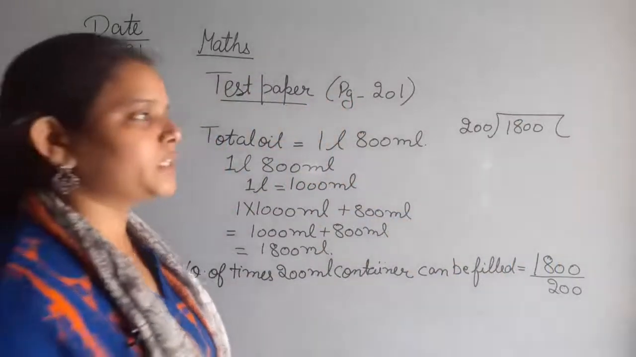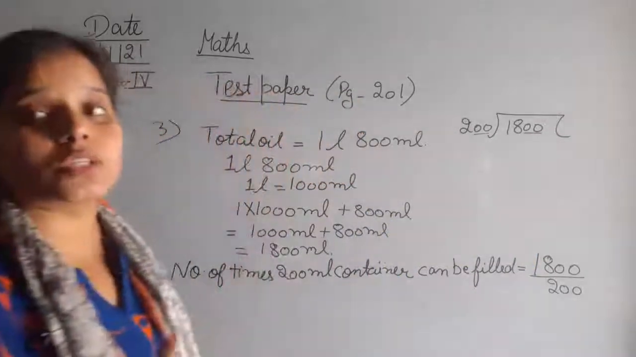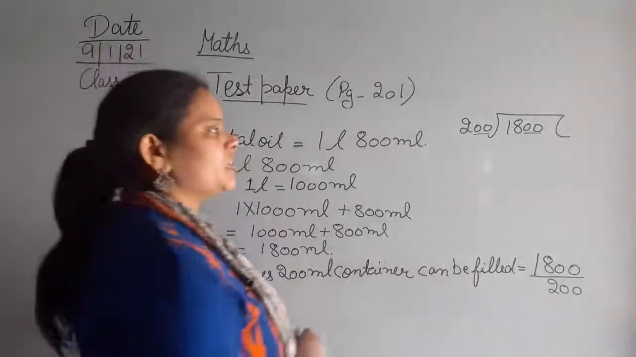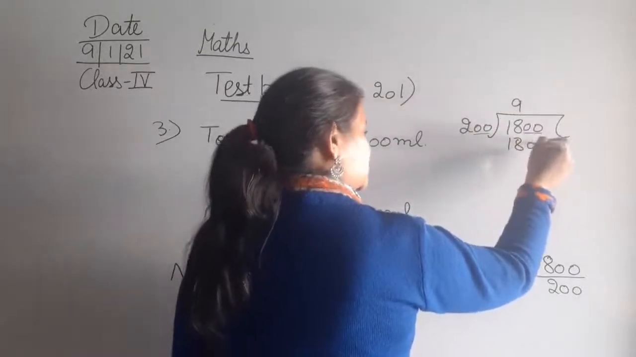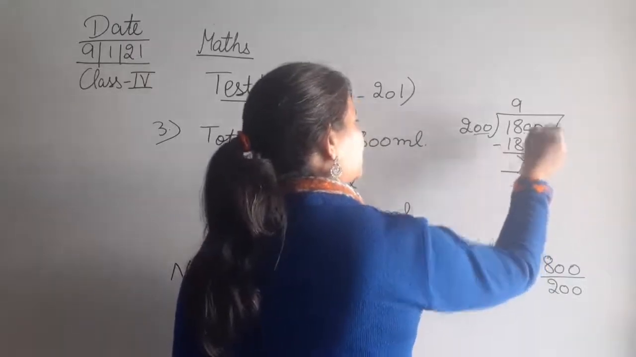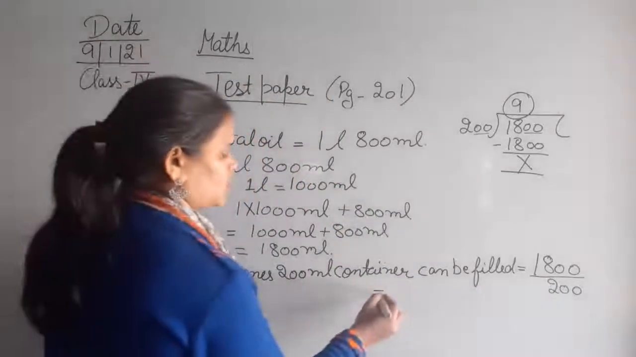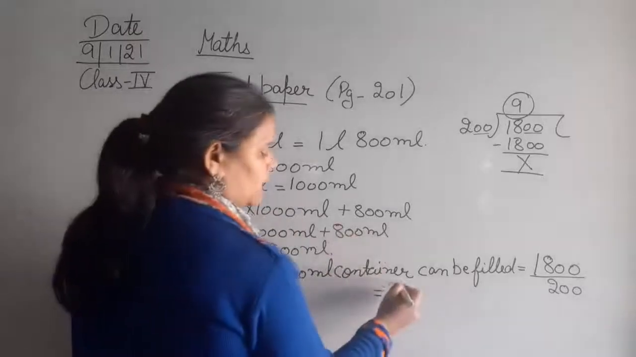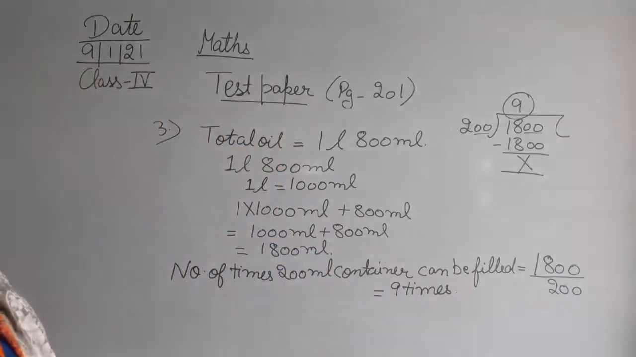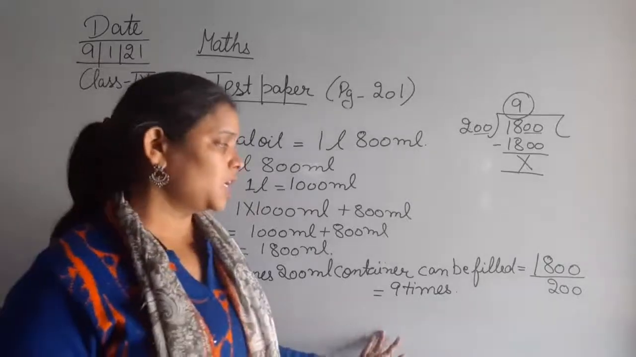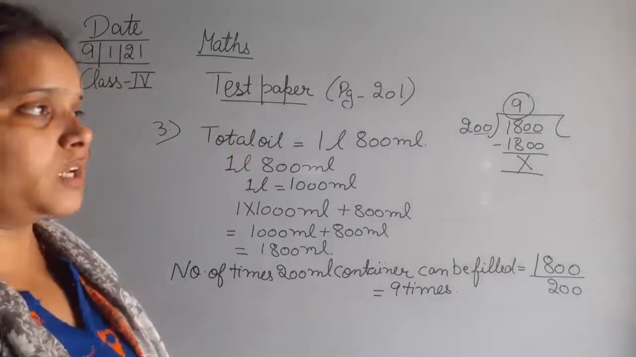See, when you do such a big calculation, instead of going to the table of 200, look, there are 2 zeros here and 2 zeros here, so if both have similar zeros, forget both zeros. Now just divide 18 by 2. 2 nines are 18. 200 nines are 1800. And you will get 9. That is 9 times. So that means you can fill a 200 ml container 9 times with 1 liter and 800 ml of oil.